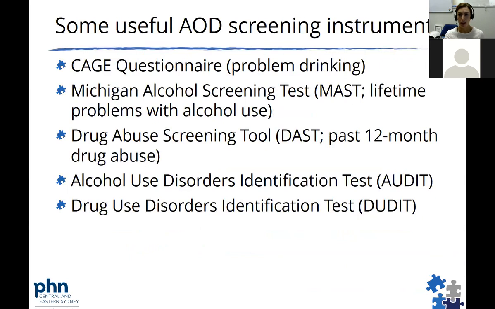In AOD use, instruments that might be useful include the CAGE questionnaire, which assesses problem drinking, the Michigan Alcohol Screening Test, or the MAST, which assesses lifetime problems with alcohol use, the Drug Abuse Screening Test, the Alcohol Use Disorders Identification Test, or the AUDIT, and the Drug Use Disorders Identification Test, or the DUDIT.